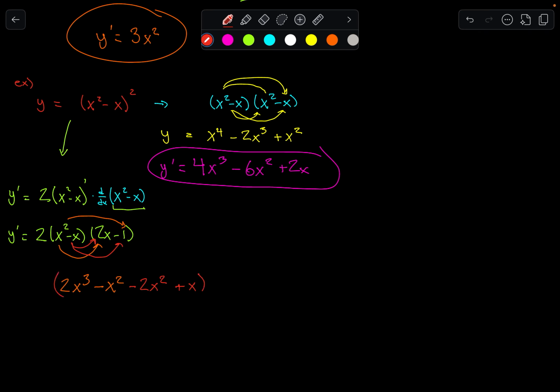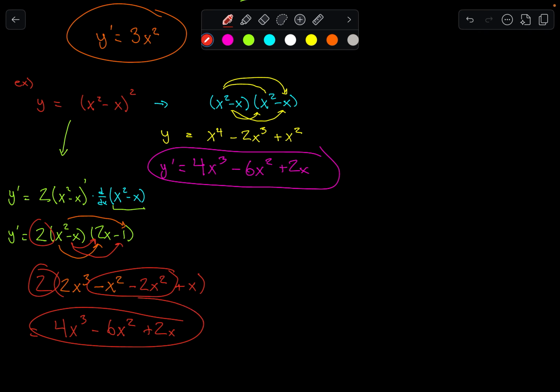And then all of this is multiplied by the 2 that we have in front. And so for our answer, we're going to get 4x cubed. This becomes minus 3x squared, but then times this 2 is going to be a minus 6x squared. And then plus 2x. So it turns out that yes, indeed, we get the same exact answer. Which I think is, I don't know, pretty nifty.